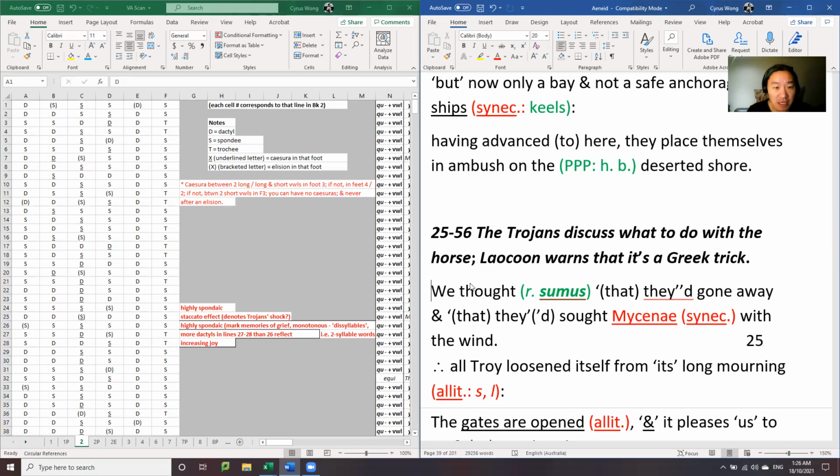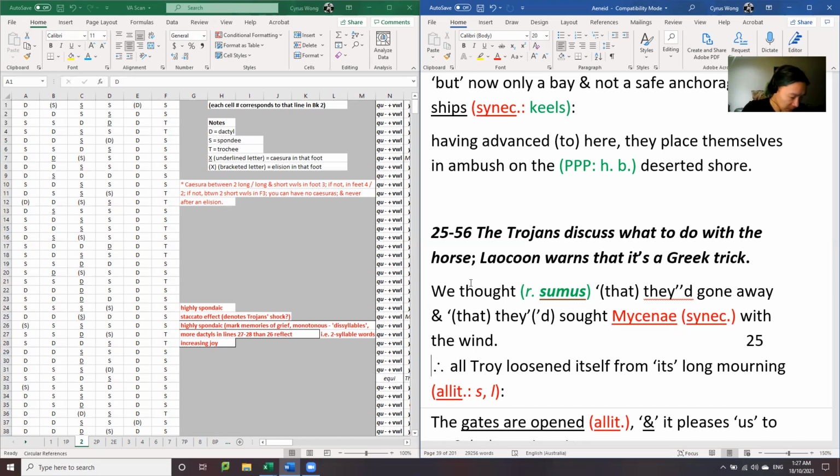So 26, highly spondaic, marks memories of grief: therefore all Troy loosened itself from its long mourning. As I was saying, that spondaic line comes before 27 and 28, where there are more dactyls, 2 in 27 and 3 in 28, as opposed to just 1 in 26. Something else that draws attention to their memories of the grief of their city being laid siege to for years.